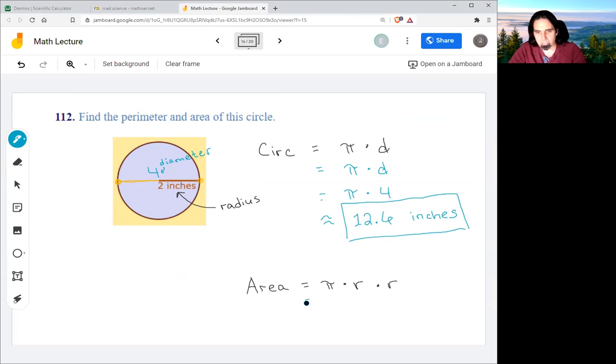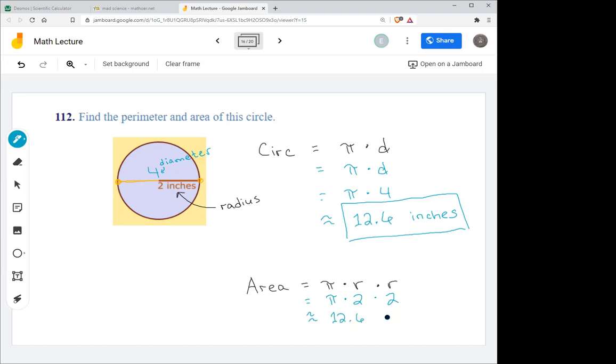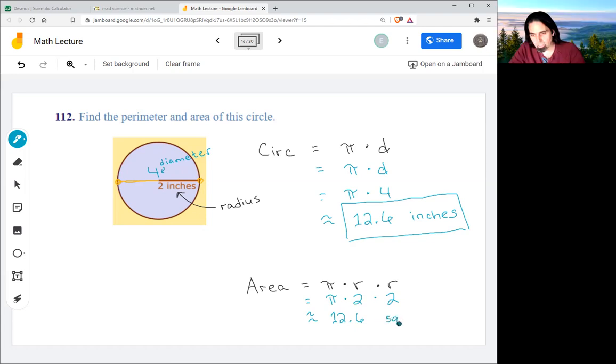This one looks very similar. I happen to start with one intended to trick you. We have a pi times a 2 times a 2, which is again going to be 12.6 about. But now what am I labeling it? Would it be inches squared? It is. And I like to write square inches this way, but if you like to write it a different way, maybe including an exponent, that's fine. I am again trying to be the very simplest for lecturing.